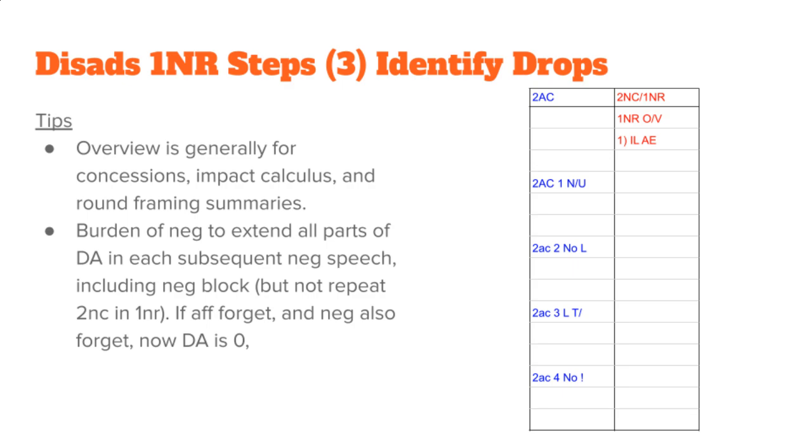And now you spent your whole time extending a link and uniqueness and maybe even an internal link, and you did all this great job there, but there's 0 impact because you forgot to extend your own impact, so you lose. And so you need to, even if your opponent drops one of those 4 parts, it has to be extended in every speech to keep it alive. And so that's going to go in the overview. And so in my example here, I've moved the internal link argument extension to the overview.